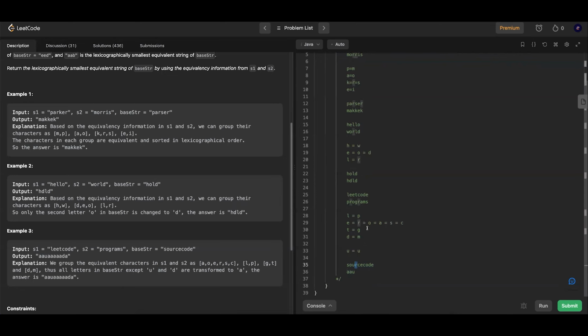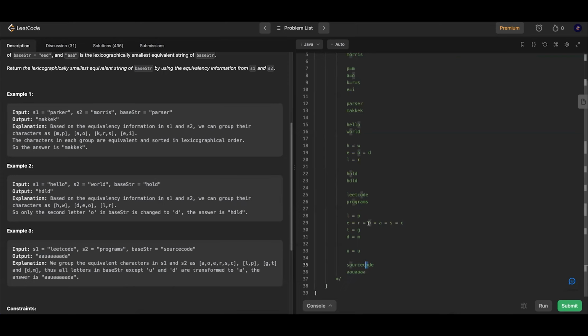And then we have R. R is here. So what is the smallest in this? A. So we write A. And then we have C. We have C here. These all characters are equivalent to C. In that, A is the smallest. So we write A, and E. E is over here. So in this, smallest is A. So we again write A. We have C. C is present here. So the smallest will be A again.